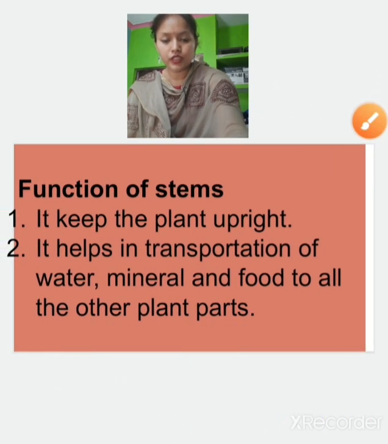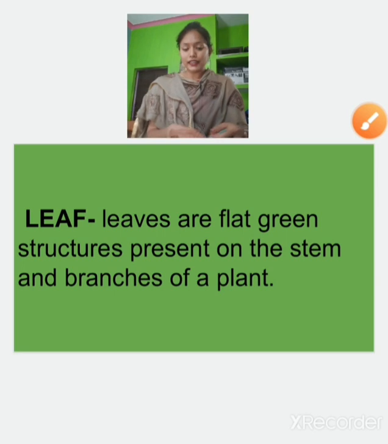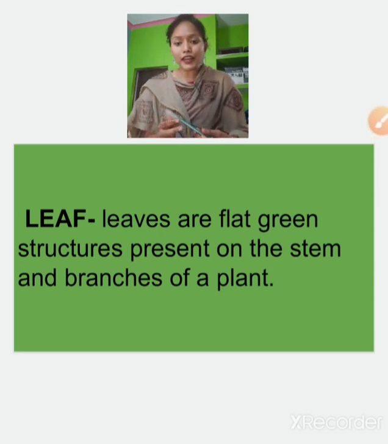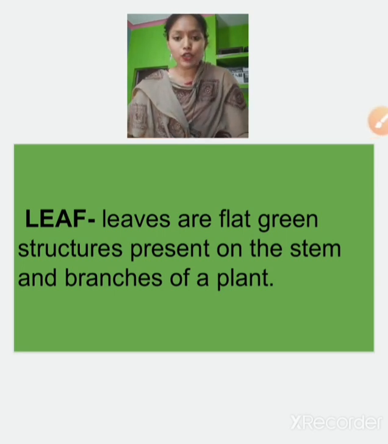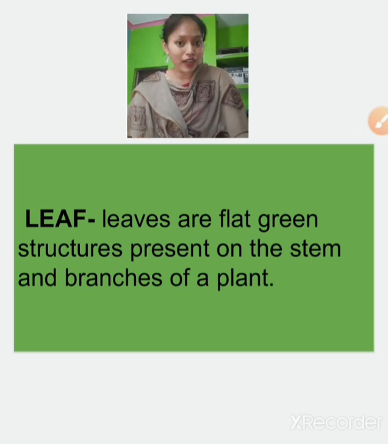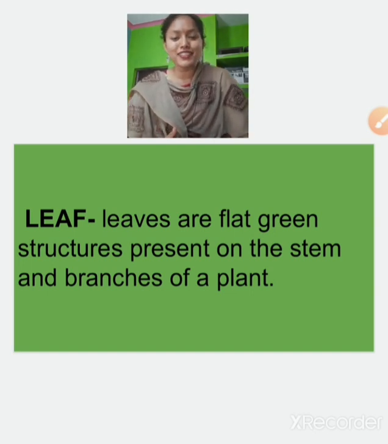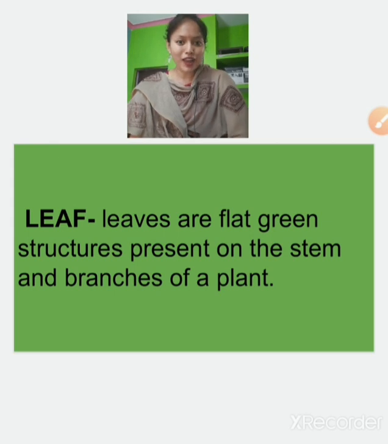Now we will study about the leaf. Leaves are the flat green structures present on the stem and branches of the plant. As we know, this is the rainy season. If you look around you, you will find greenery everywhere. This greenery is due to what? This greenery is due to the green color of the leaves. So what are leaves? Leaves are the flat and green structures present on the stem and branches of a plant.